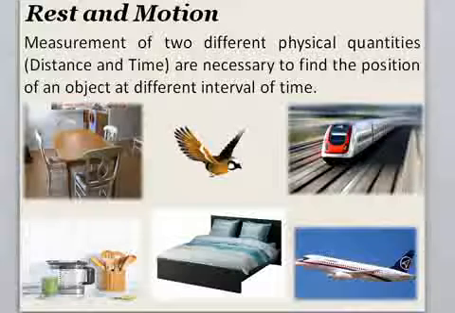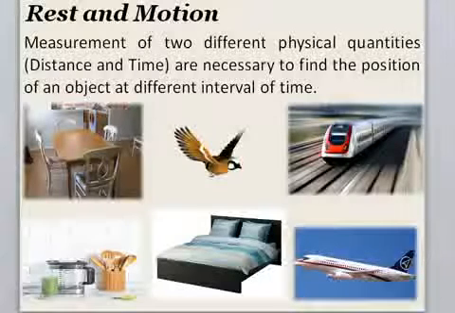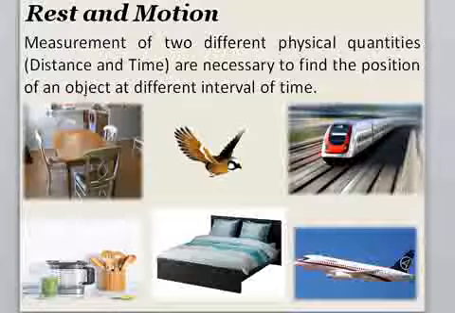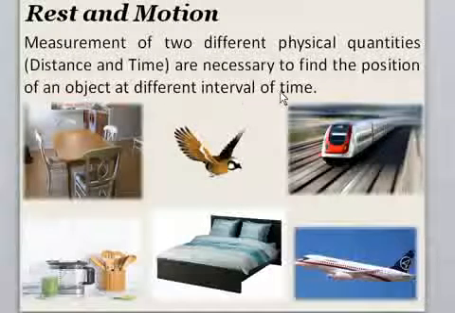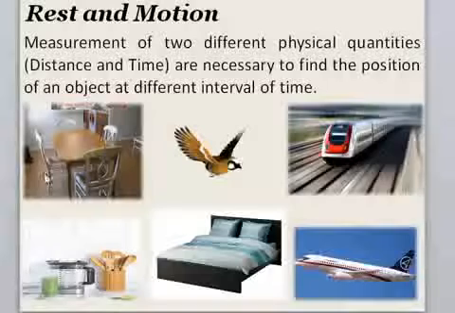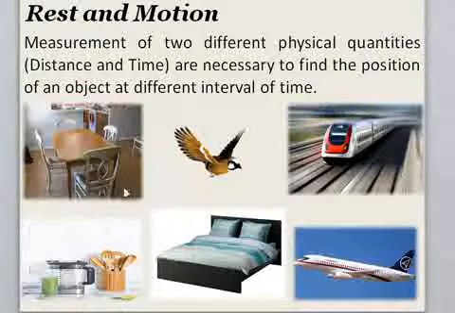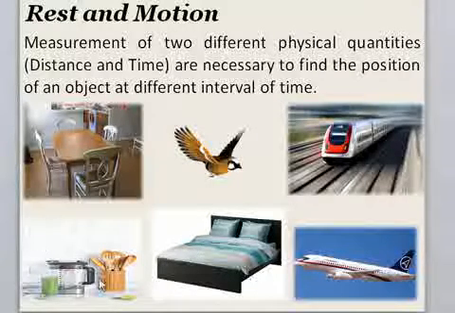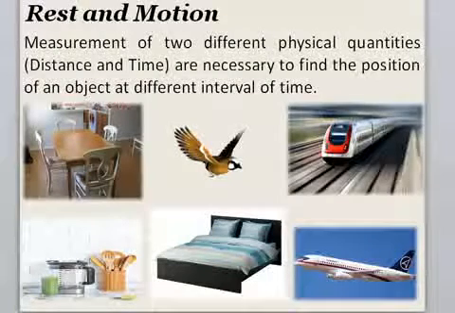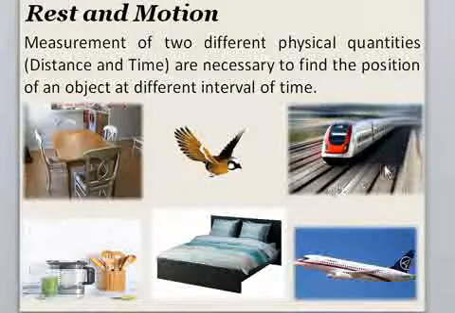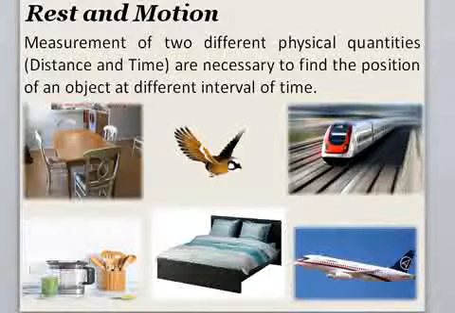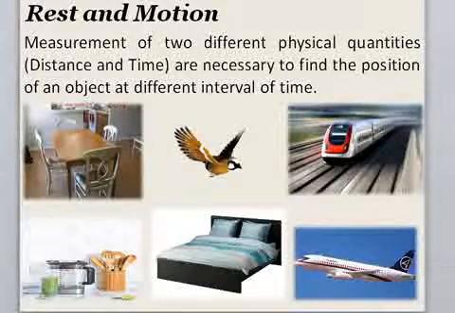Measurements of two different physical quantities, that is distance and time, are necessary to find the position of an object at different intervals of time. When we look around us, we find a number of things. There are chair, table, bed, kitchen utensils, and many more you can see. We often see many birds, buses, trains and aeroplanes around us. We can of course add many more things to this list.